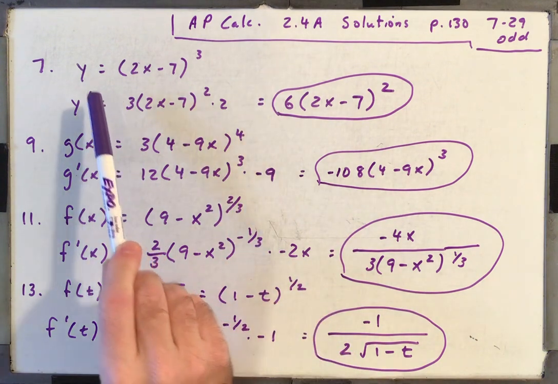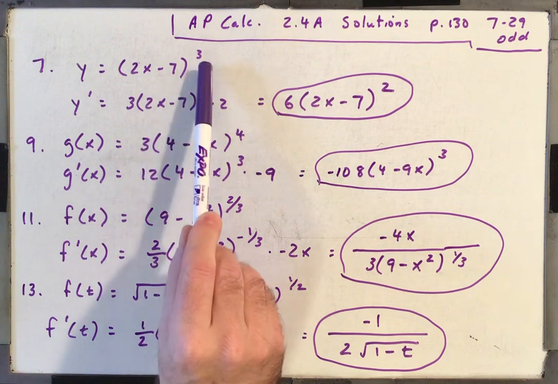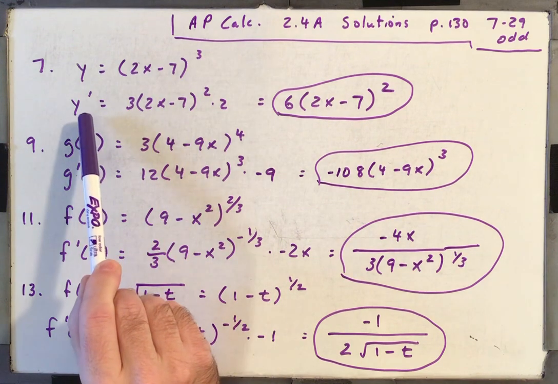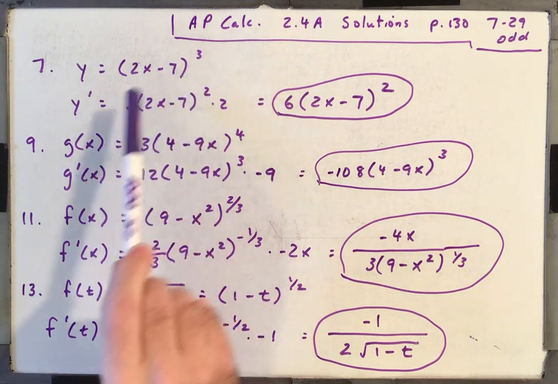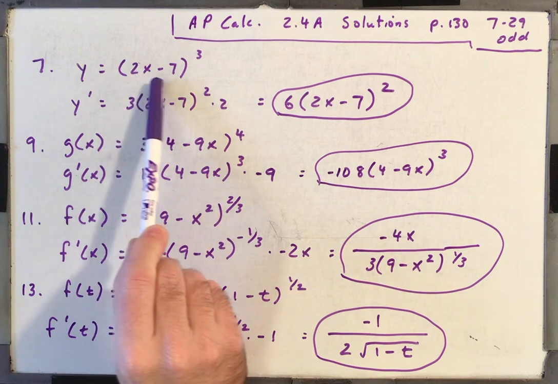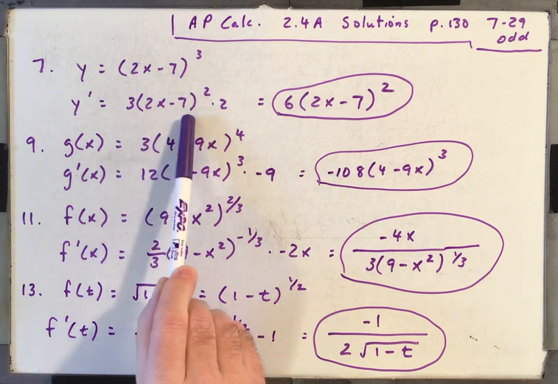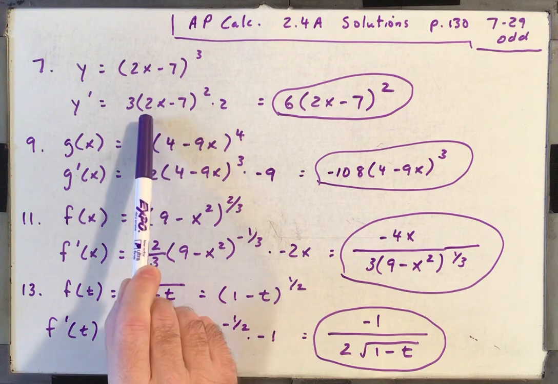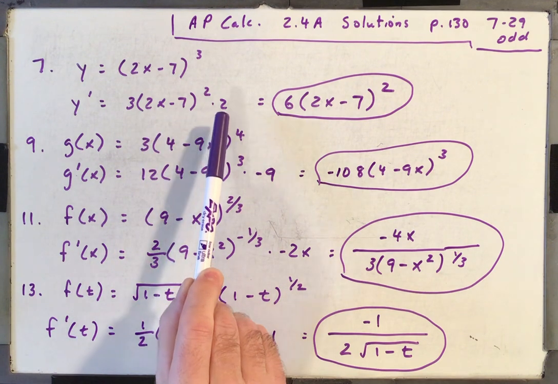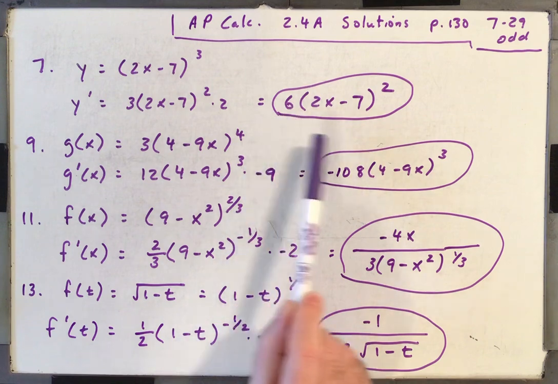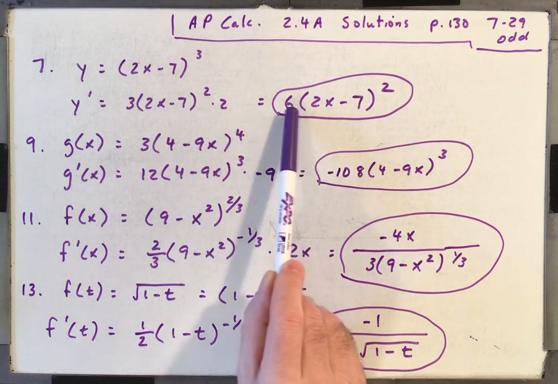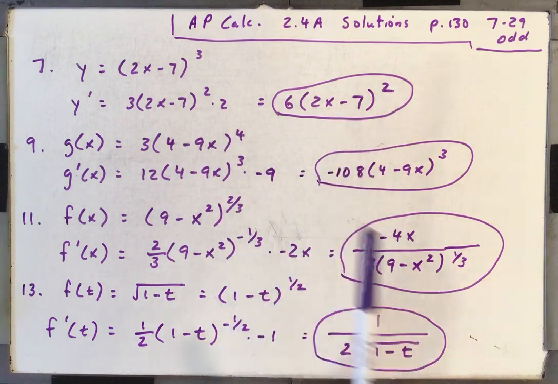So number 7, y is equal to 2x minus 7 cubed. Getting y prime, bring that 3 out front, times 2x minus 7 squared, and then times the derivative of the blob, that inner function. So that would be times 2. 2 times 3 is 6, so this is how you should clean it up: 6 times 2x minus 7 all squared.